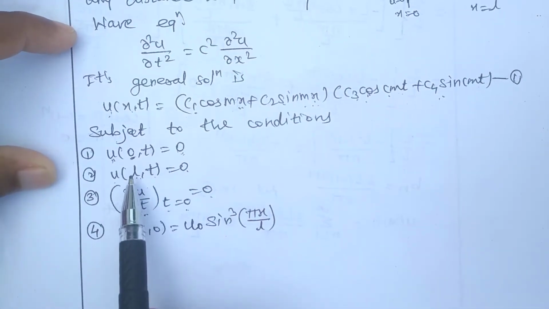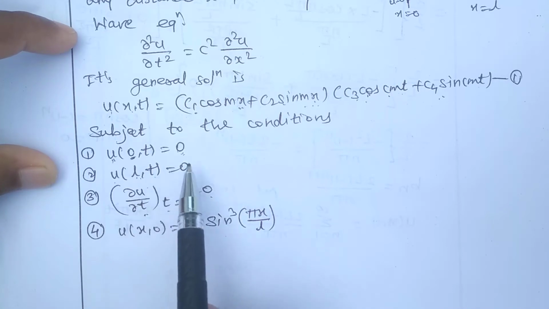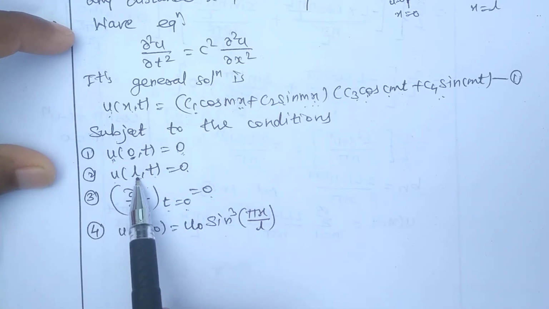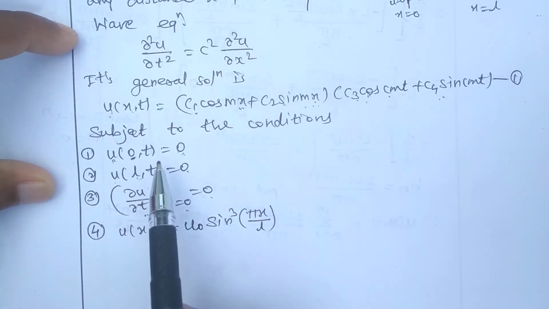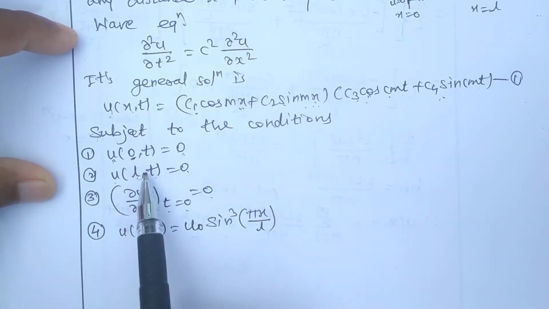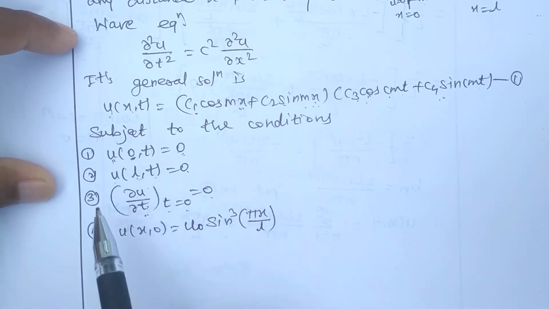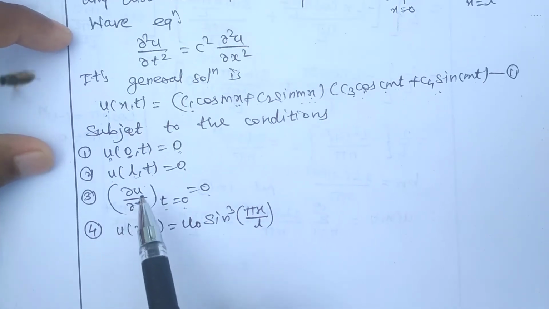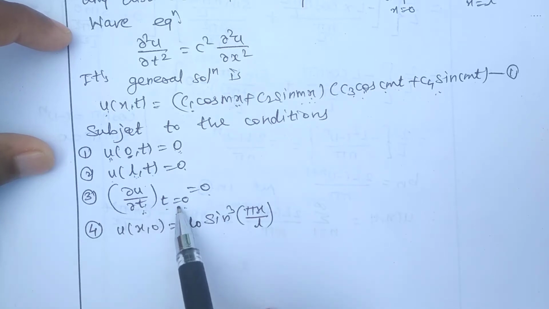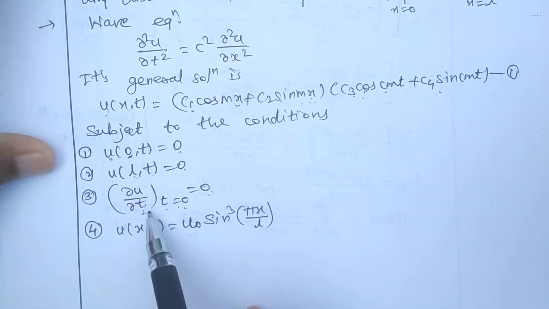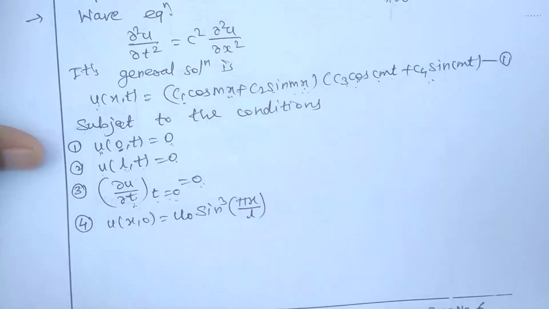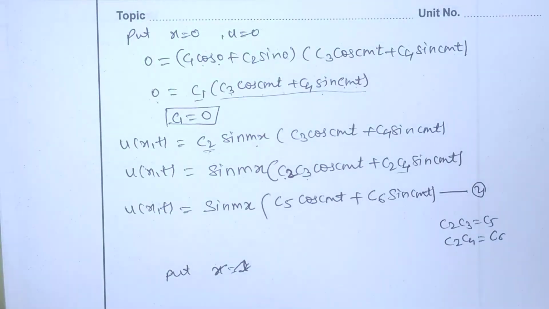Because the second condition u of L comma t equals 0, that means the value of x is L. This condition gives us the value of m. So to get the value of m, first we have to remove one more constant. So we are going to use the third condition before the second condition. What is the third condition? du by dt at t equal to 0 is equal to 0. For that we have to differentiate u with respect to t and then put t equal to 0. So differentiate equation 2.